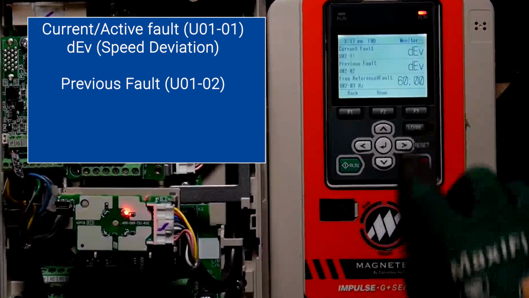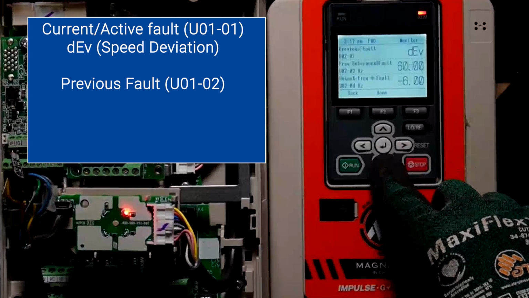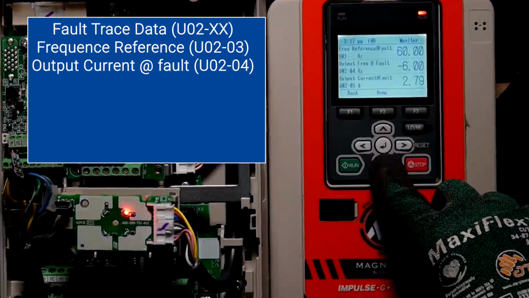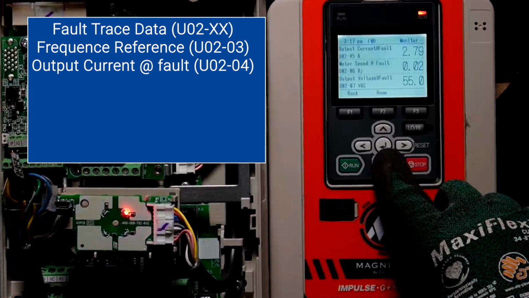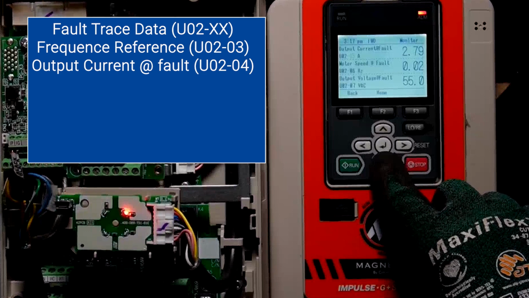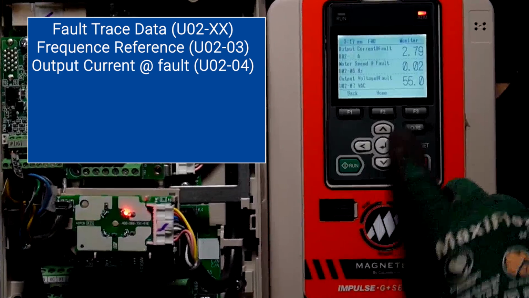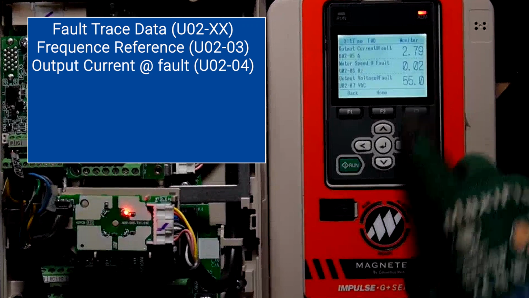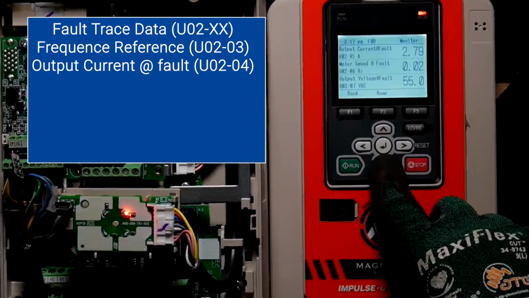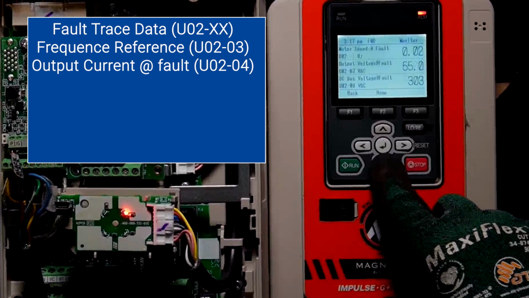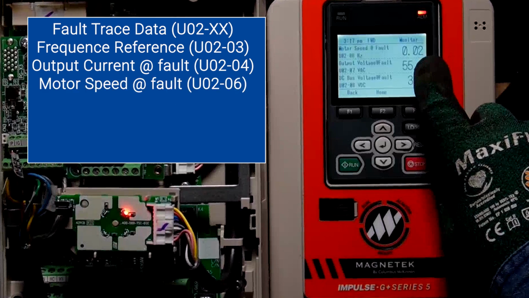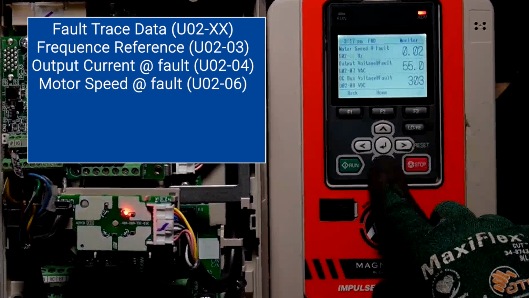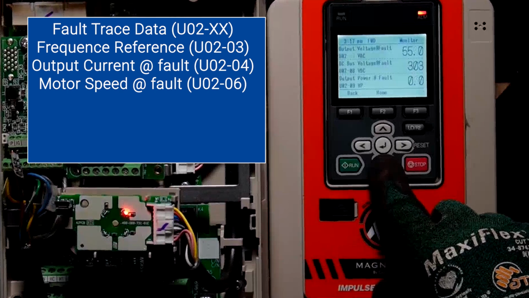The remaining information that's loaded into the trace data, the U2s, will be the frequency reference, the actual output frequency, output current, and notice, for this application, this motor is rated at 1.2 amps. The drive has put out 2.79 amps. That should tell one there's a problem right away. Okay. Motor speed, hardly anything, 0.02 hertz. That's because I locked the flywheel. Output voltage, don't care about that.